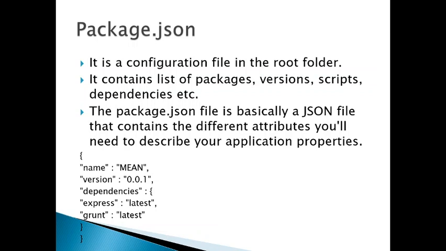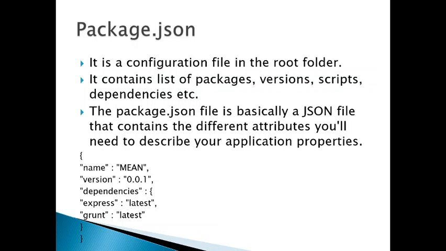What sort of information does it contain? It contains the list of packages the software requires to run. It will contain the versions of those softwares. It will contain the script. Like if you run your project with npm start, that means on the back end, what will happen? The script will be there, the dependencies will be there, and all the information required to run that project should be in your package.json file.